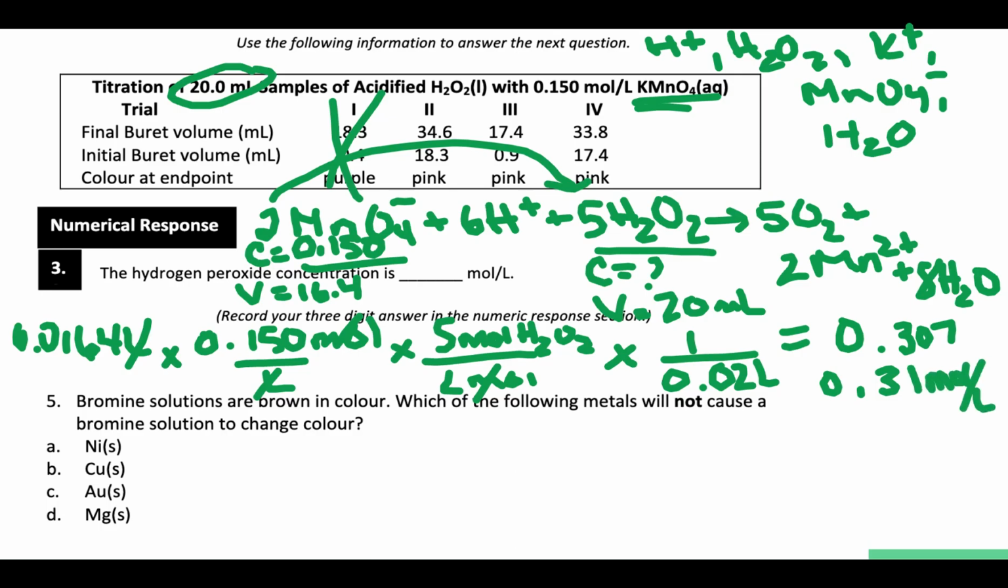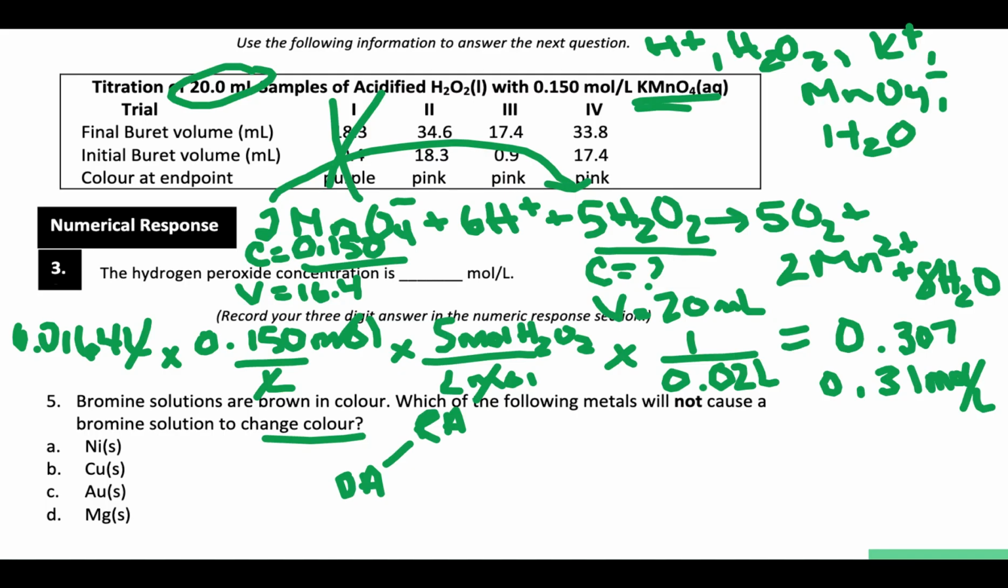Taking a look at number 5, asking about bromine, which is brown, which of the following metals would not cause a bromine solution to change color? So this is asking essentially which one would not cause a reaction. If you're not causing a reaction, your RA would be higher on the table than your OA. In any other situation, it would react and you would have a color change.